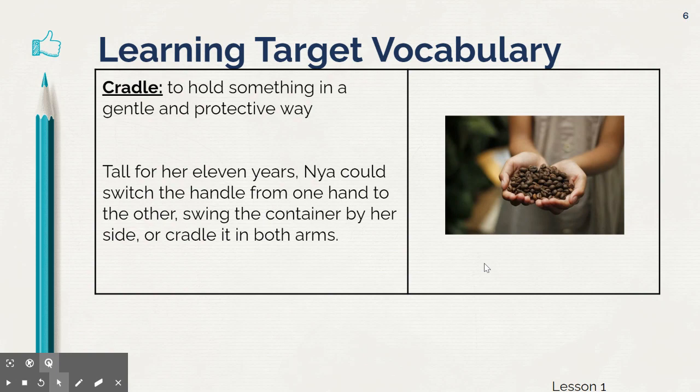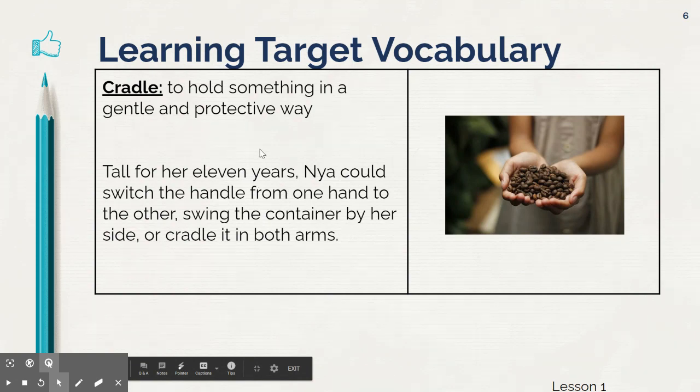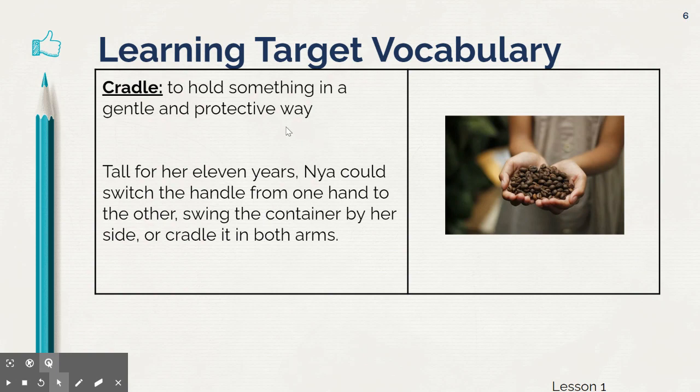And the last word we have here is cradle. And so that is to hold something in a gentle and protective way. So tall for her 11 years, Nya could switch the handle from one hand to the other, swing the container by her side, or cradle it in both arms. So cradle is also something that holds a baby. So if you think about something like that, it holds something in a gentle and protective way. So think of it as something that would do that.